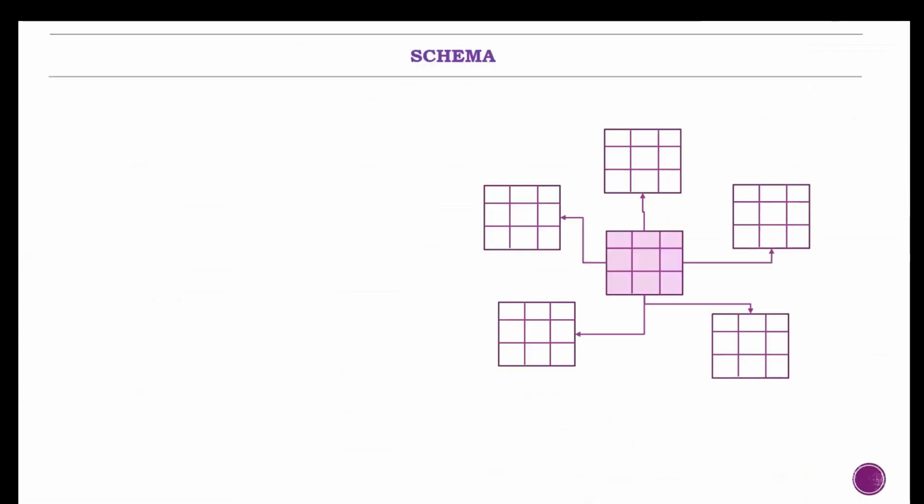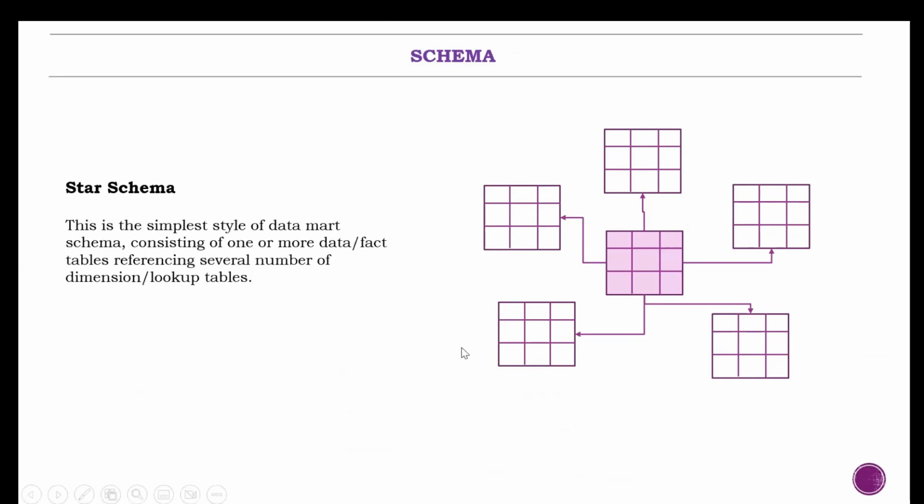Now we have two types of schemas in a data model. We have the star schema and the snowflake schema. Now what is the star schema? A star schema is the simplest style of data mart. It contains one or more fact tables referencing several dimension tables. If you take a look at the diagram by the side, you would see a colored table which shows a fact table, and you see the non-colored tables which represent the dimension or lookup tables.